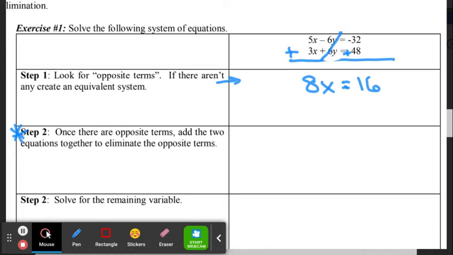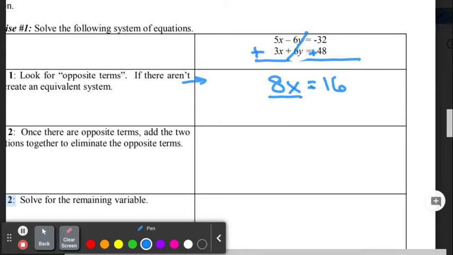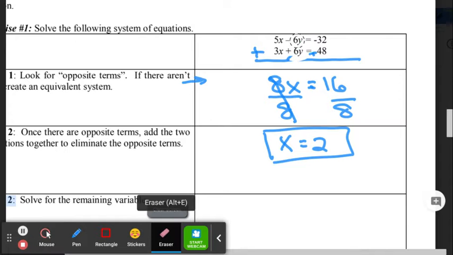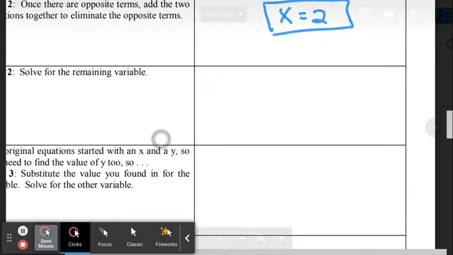Solve for the remaining variable, step two. So it all kind of goes together here. I'm going to solve for x, and I get x equals 2. Check it out. So now we're back to what we did yesterday. We got one letter. Now we got to get another letter. Let's see what step we're on. Oh, step two.